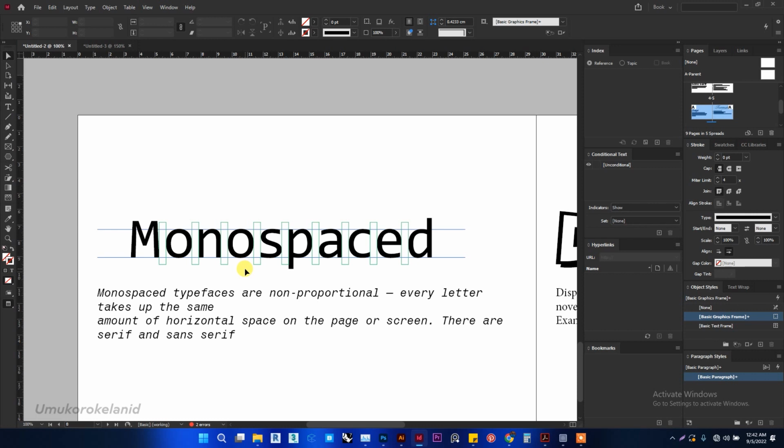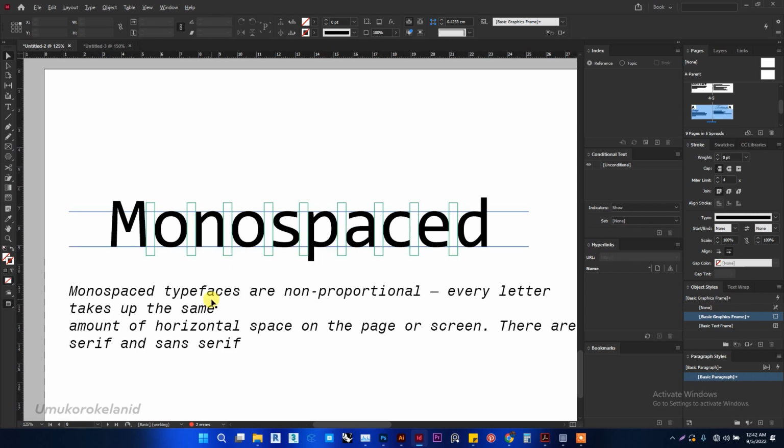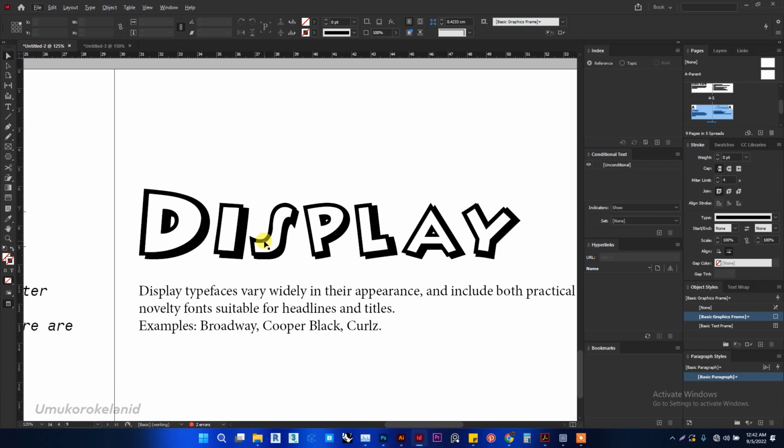So this category of typefaces that has the same width for their letters, they are called monospace. They also take some basic usage of the serif and sans serif. And as we know, sans serif are modern compared to serif typefaces. And finally, we'll talk about display font.